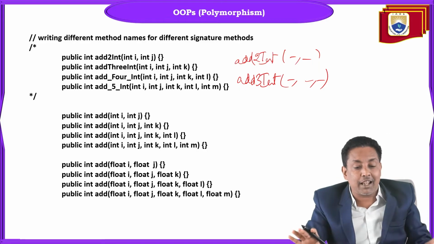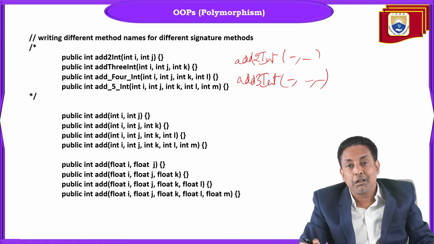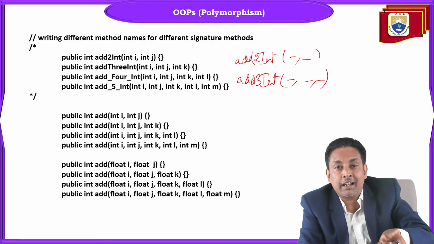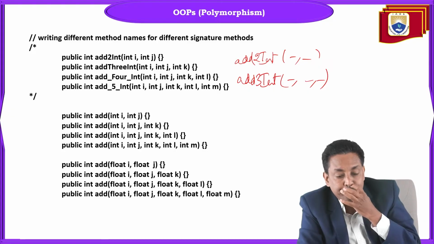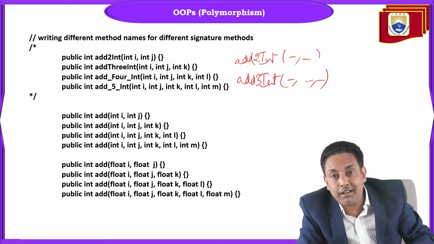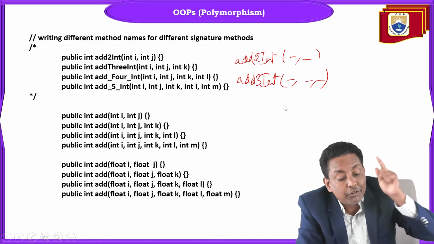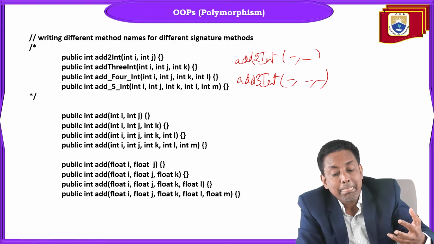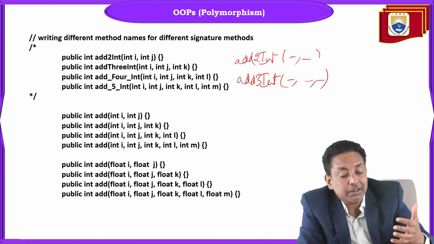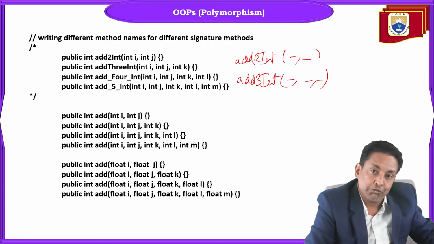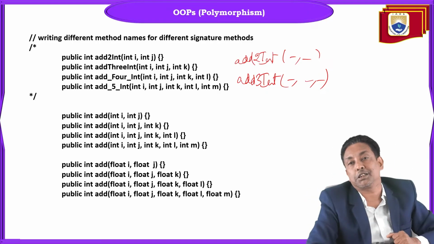The functionality is the same, addition. But to add 2 integers, 3 integers, 4 integers, 5 integers, if you keep on changing the method names, how difficult it is to write a new function name every time for the developer, as well as for the user, how difficult it is to remember these functions.